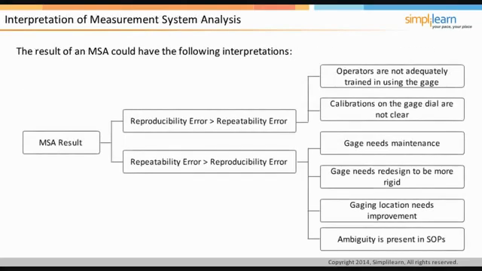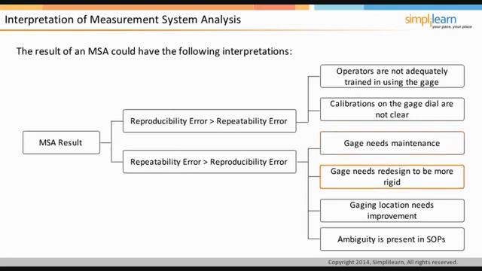Two results are possible for an MSA. In the first case, the reproducibility error is larger than the repeatability error. This occurs when the operators are not trained and calibrations on the gauge dial are not clear. The other possibility is that the repeatability error is larger than the reproducibility error. This is clearly a maintenance issue and can be resolved by calibrating the equipment or performing maintenance on the equipment.